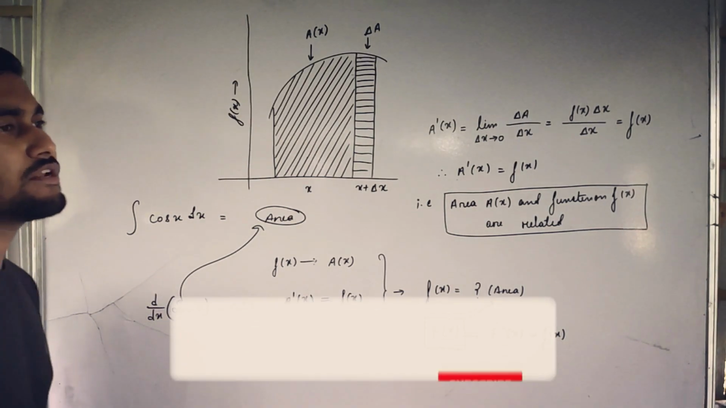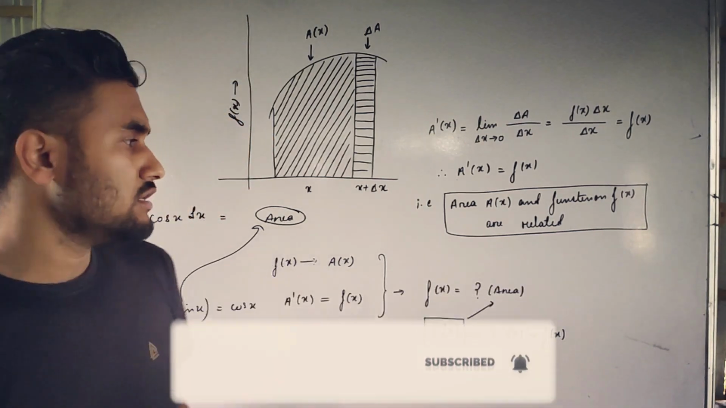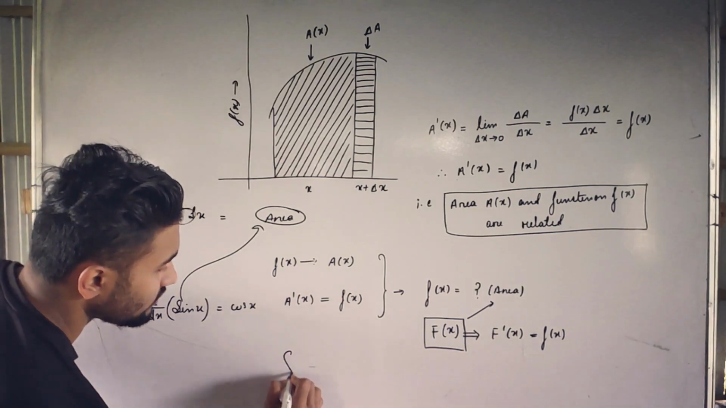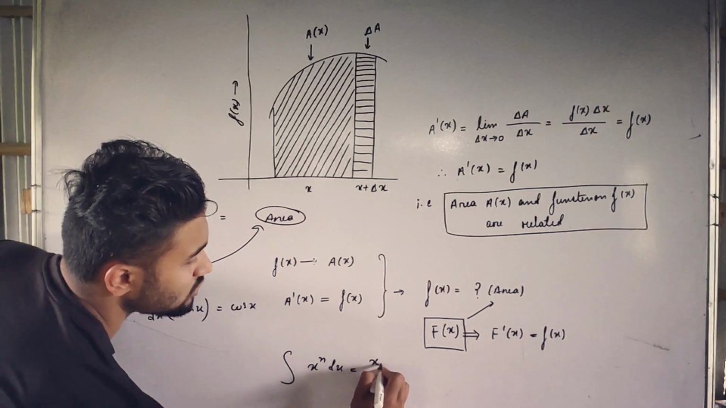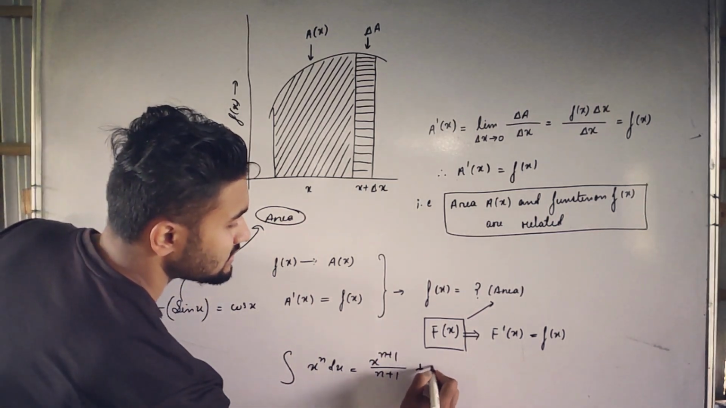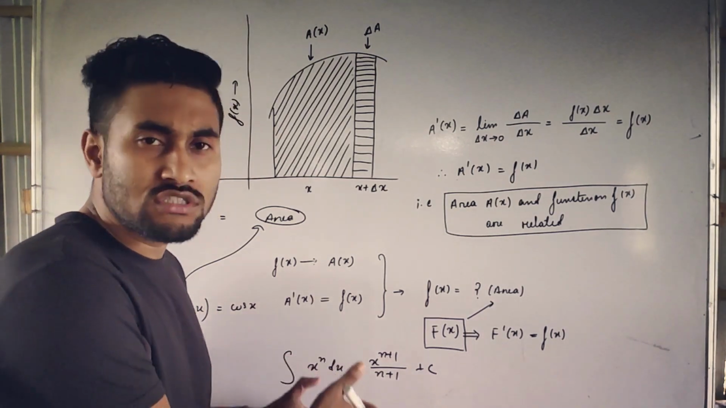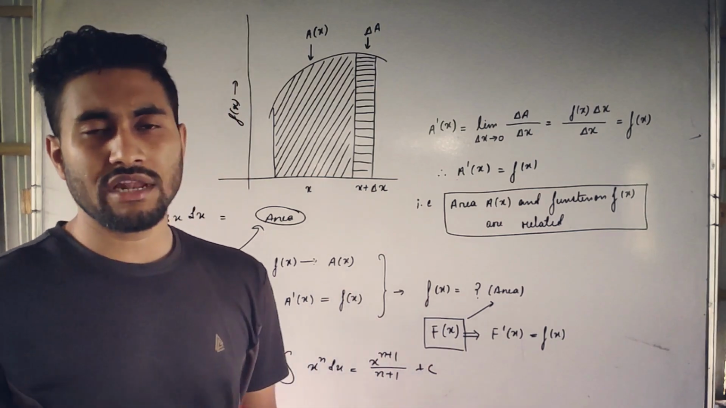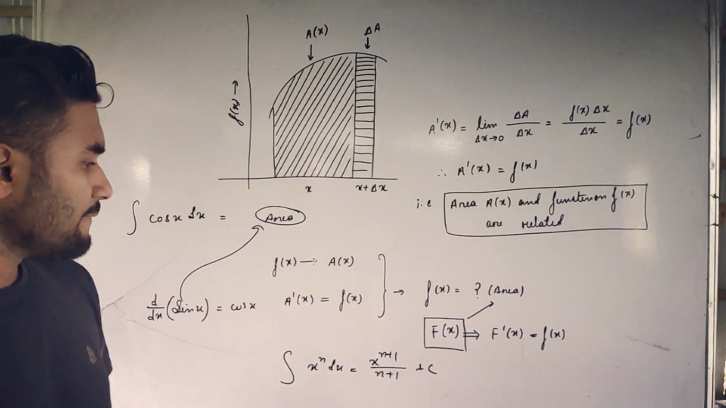So the basic shortcut is what? Integral and derivative are related to each other. So the rules such as, say, integral of x to the power n dx, which is equal to what? x to the power n plus 1 by n plus 1, plus c. So these are the rules which are already given to us. We only have to use these rules to find what? Capital F(x) in the different exercises of the chapter of calculus, right?